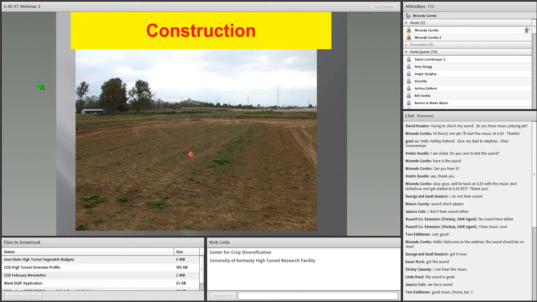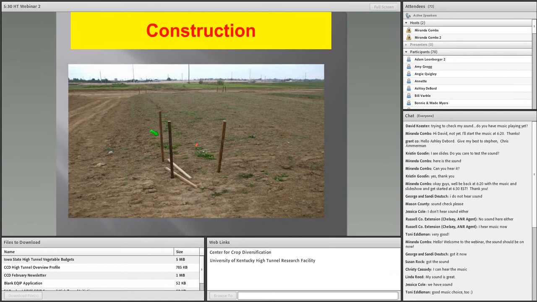So the next slide we're looking at here is we've got the site. You can still see the flags that we had placed. Now what we're putting in is what we call batter boards, and this is going to help square up the structure to make sure that we get the ground post perfectly aligned and we get the building square and oriented north-south as we want it to be.